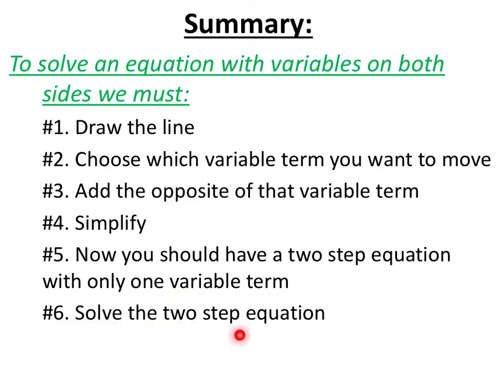The next thing and the final thing that you have to do is go through what we know about solving two-step equations. And when you get to the end of that process, you'll have the variable alone on one side, you'll have a number on the other side, and we're done. That gives us our solution.